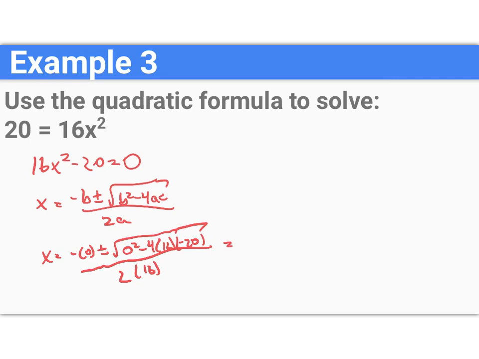Of 80 is plus the square root of 1280 over 32 and minus the square root of 1280 over 32. 1280 has a square root. It is an irrational number, so I'm just going to leave it like that. I'm not going to simplify the radical or anything like that.